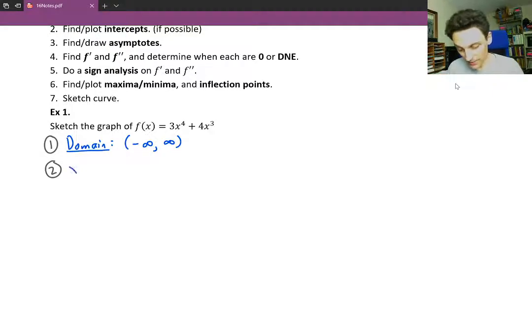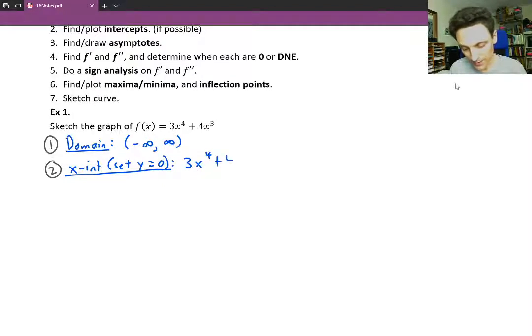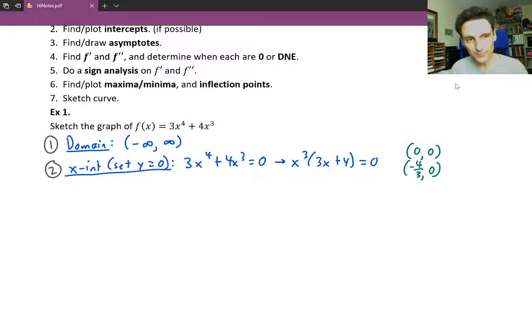Next, we're going to look at the x-intercepts. Here, to find the x-intercepts, you'll set y equal to 0, or in other words, your function equal to 0. In this case, our function is 3x to the 4th plus 4x cubed. So when we set that equal to 0, we'll factor out the x cubed, and then set each of those factors equal to 0. And we get x equals 0 and x equals negative 4/3. And I'm going to write those as points. So (0, 0) and (-4/3, 0).